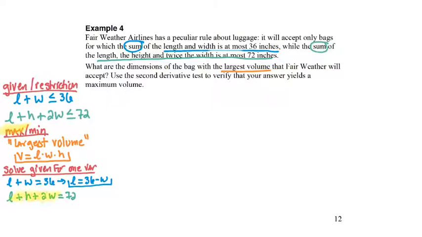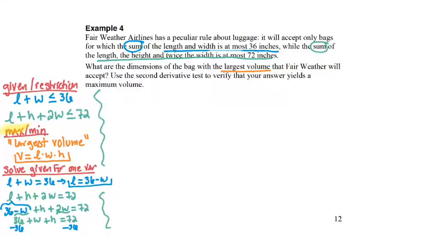Next one, length plus height plus 2W equals 72. Before I decide what letter I'm going to solve for, solving for L again doesn't help me because we actually already have a solution for L, right? We need to think of L as 36 minus W now, and then go ahead and clean up this equation. So we start with 36. We'll go ahead and combine our 2W terms. Negative 1 plus 2 is positive 1W, plus H is the 72. Subtract 36 from both sides. And now I have W plus H equals, well, 72 minus 36 is 36.